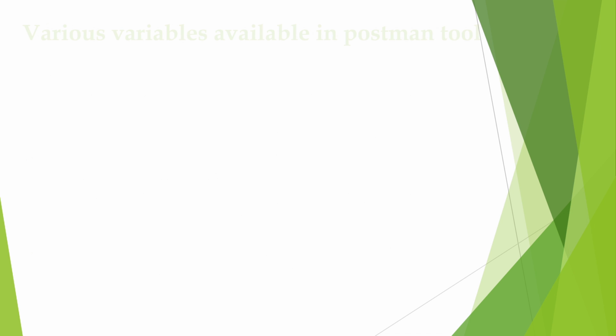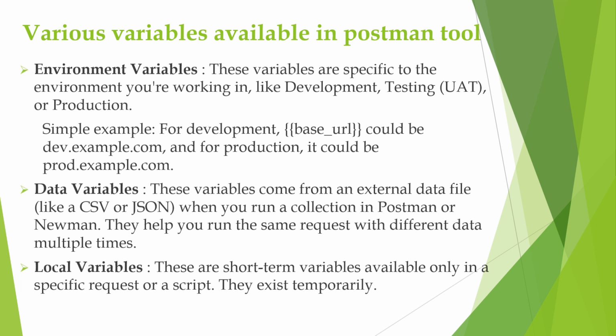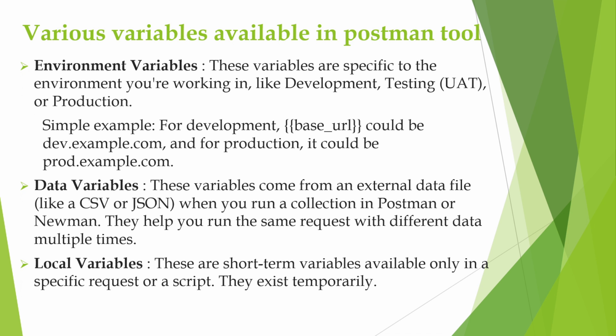Next is environment variables. These variables are specific to the environment which you are working in, like development environment or testing environment, UAT environment or production environment. Like this, it will be specific to the environment which you are working on. For example, you might have different base URLs for your API in different environments. So you need to store this URL as an environment variable. In our previous videos, we had seen how to create these environment variables in various environments.